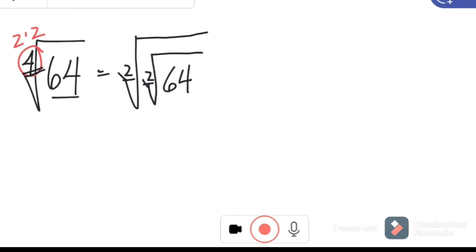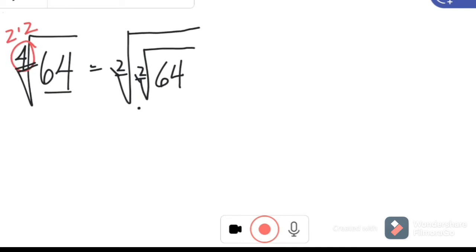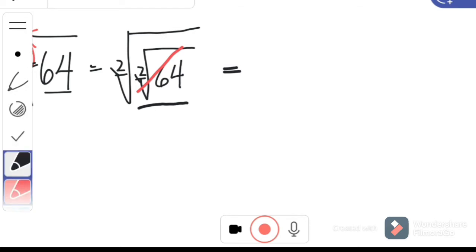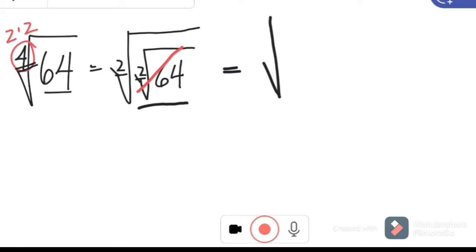And then we solve the one inside. Let's take first the square root of 64. What is the square root of 64? And the answer is 8. Very good. So we now take away the one inside because we already answered it. And so we write now the bigger radical sign, and 8 inside, which is the answer to the square root of 64. And now we simplify.